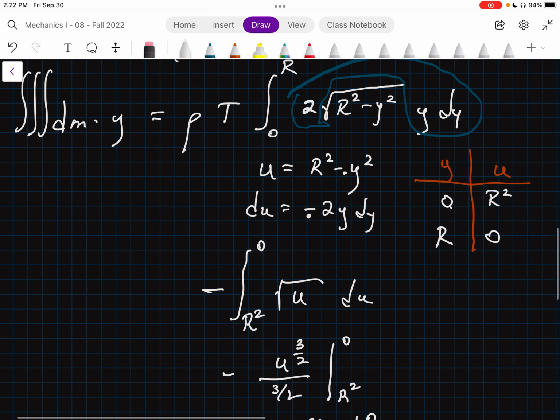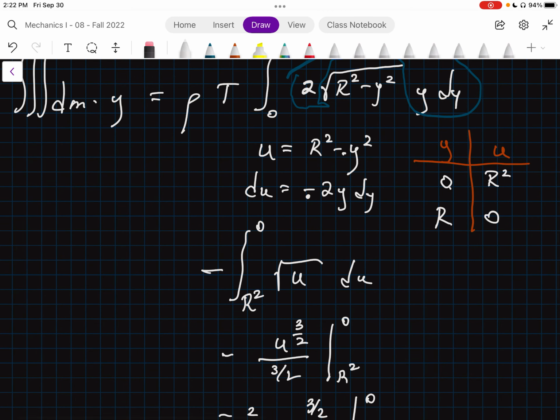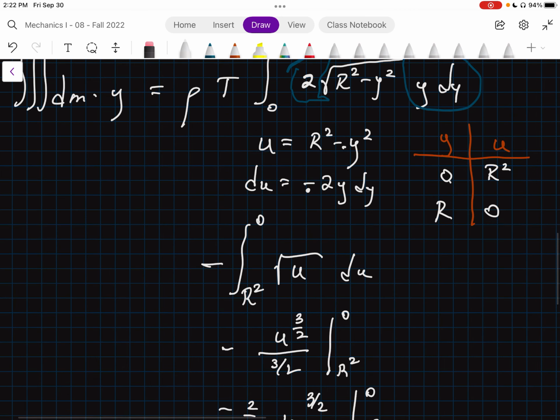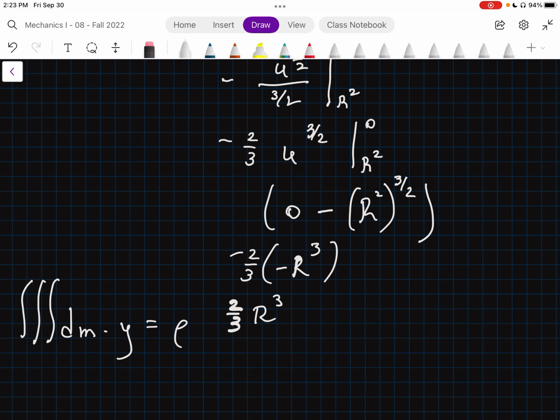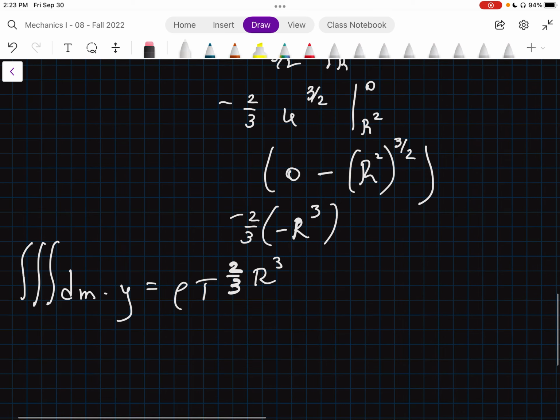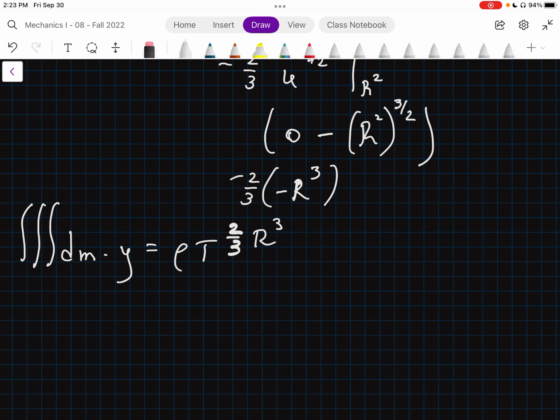Okay, so let's go back up because I dropped everything else that was there. I need to bring down this part, the rho and my thickness t. So I get that the integral of mass times position is rho t 2/3 r cubed. Okay, and again, this is a constant density disk, so the density we can just figure out geometrically is the mass divided by the volume of a little cylinder, right?